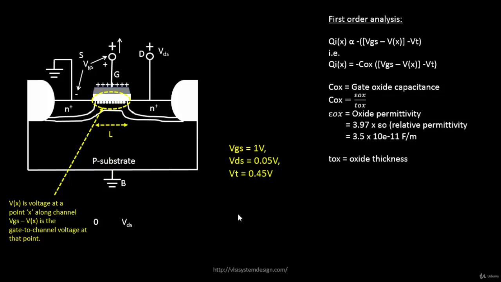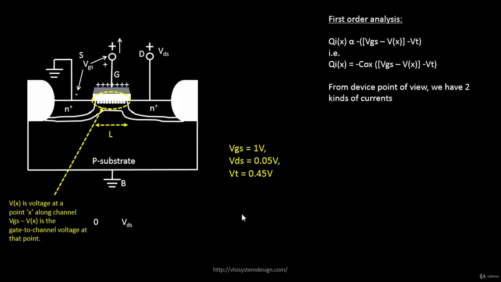Moving on, from a device physics point of view, if you try to identify the currents, there are two kinds of currents that we see. One kind of current is the drift current. Drift current is basically the current due to potential difference. So for example, you have two different points. Let's say you have one point over here, you have another point over here.